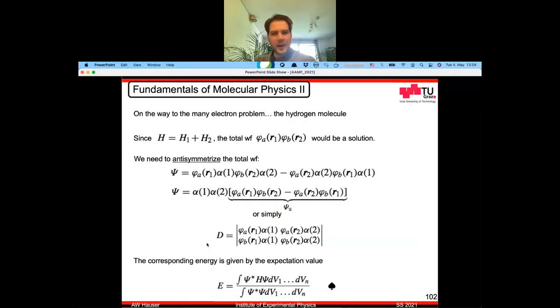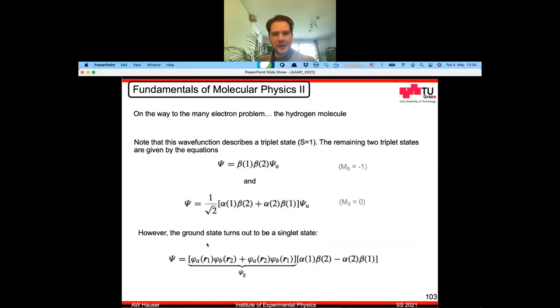Okay, I can already tell you that this is not the ground state. You might have guessed already that the triplet solution is not the ground state of the hydrogen molecule. It's low in energy if we have the spins arranged differently. So let's see the other options that we have.